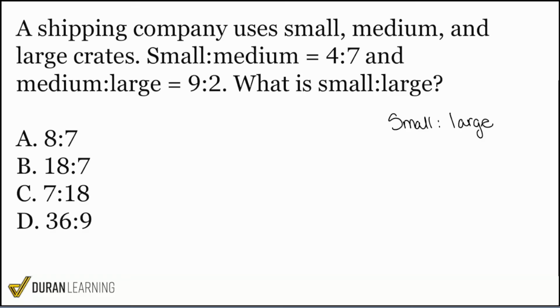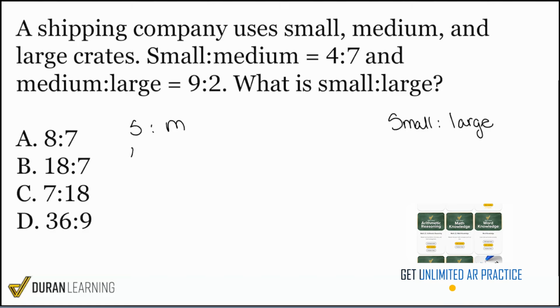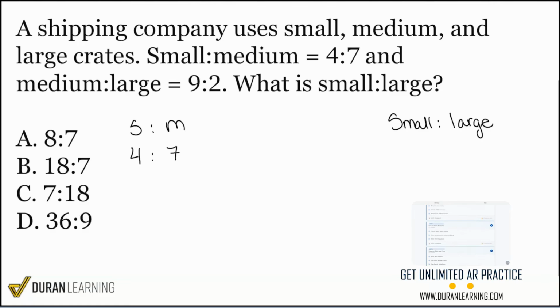The problem that we have in this question here is that when we read through the information, to get that comparison of small to large, what we first have to go through is, here we have the ratio of small to medium, and then we have the ratio of medium to large. So if you're sitting here saying, hey, I'm confused, I am looking for the ratio of small to large, but I don't see that. I see two kind of half ratios where we have small to medium being 4 to 7, and then we have medium to large being 9 to 2.